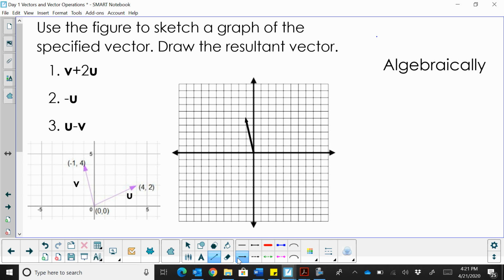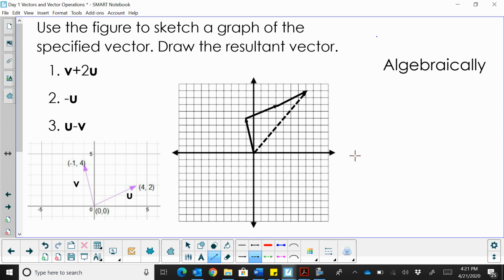So U is 4, 2. So from here, I'm going to go over 4, up 2. So there's one of the 2 U's. And then over 1, 2, 3, 4, up 2. And there's the second one. So there's my sketch, but what is my resultant vector that I need to draw? I'm going to start beginning to end, and there's the resultant vector.